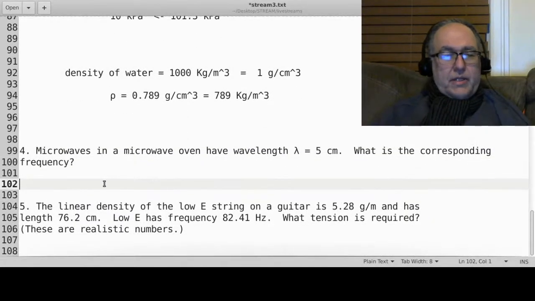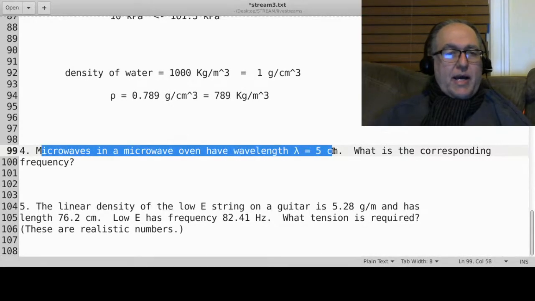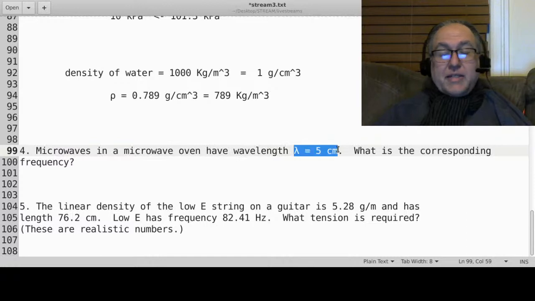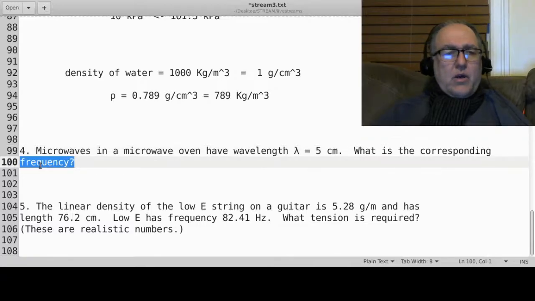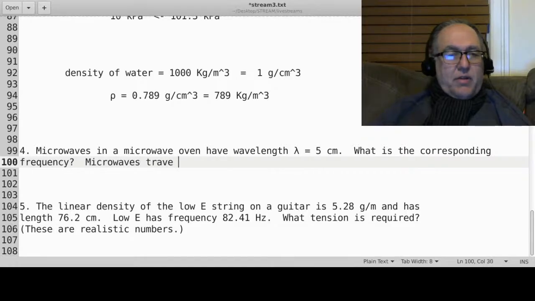Okay, so let's take a look at this one. Microwaves in a microwave oven have a wavelength of about 5 centimeters. That's actually correct. Roughly speaking, they're about 5 centimeters. What's the corresponding frequency? And you go, wait, whoa, isn't there something missing there? Yeah, there is. The speed of microwaves. Microwaves travel at the speed of light. Now, I know that sounds funny. You say, well, why do they travel at the speed of light?